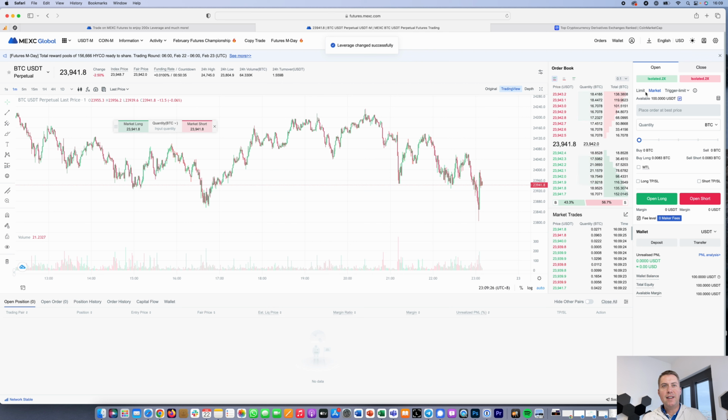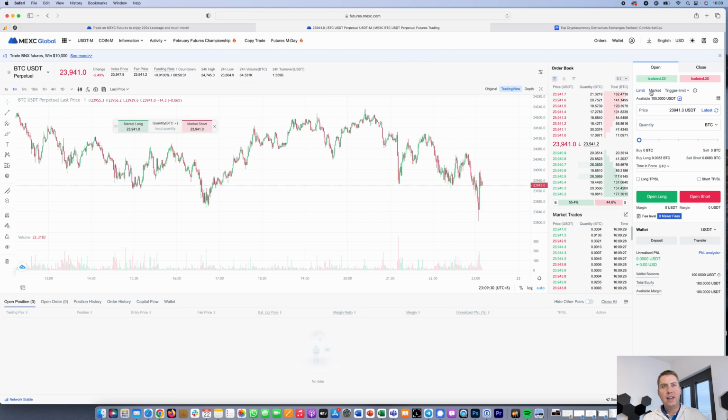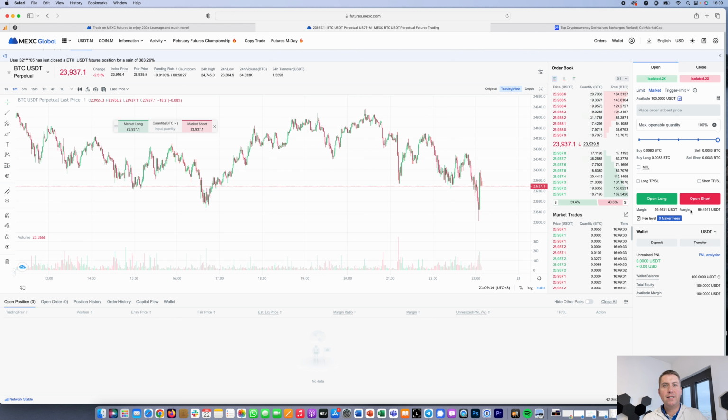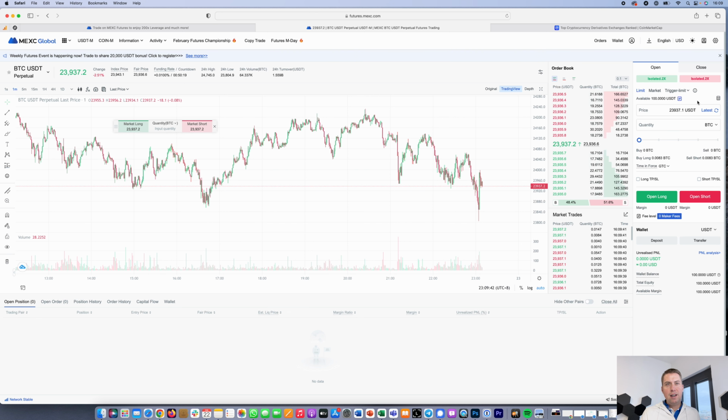And then it's basically the same again. You can either do a market or a limit order. With a market order, you just specify how much you want to invest, and then you either open a long or a short position. Let's say you want to do a limit order, and you can basically say, okay, if the price goes to 25,933, you want to go short, then you click open short.